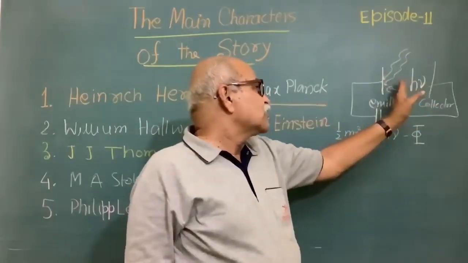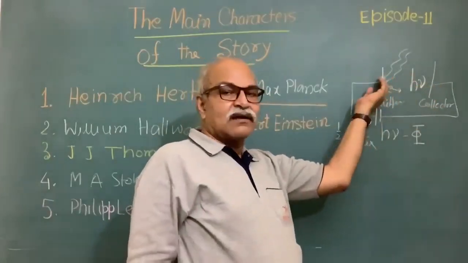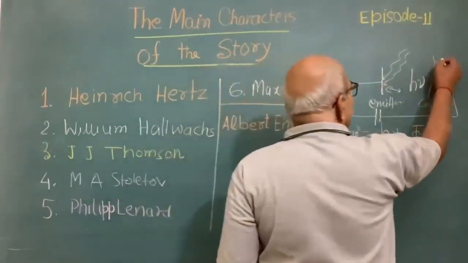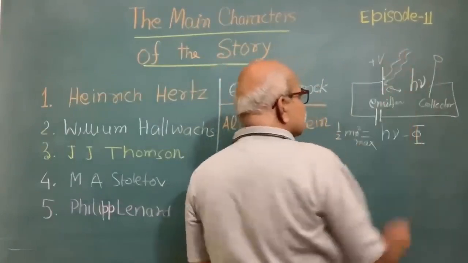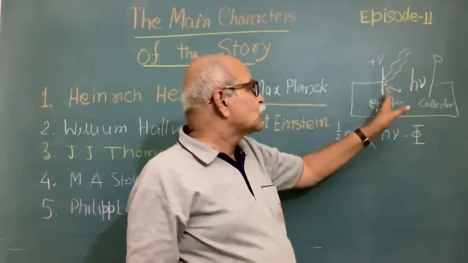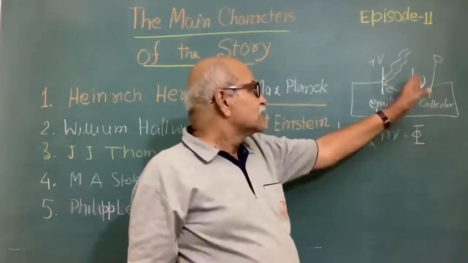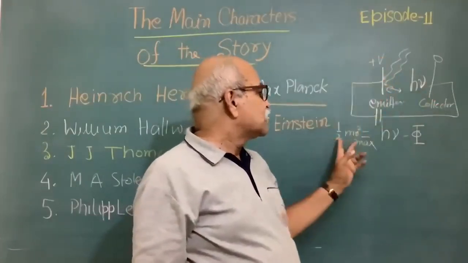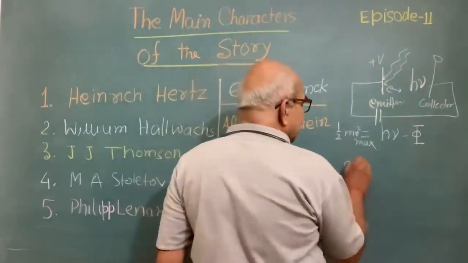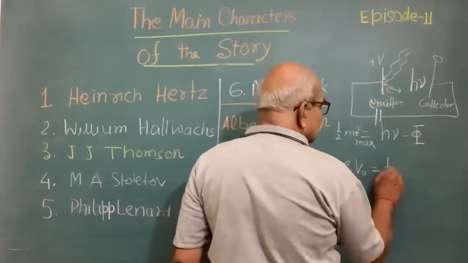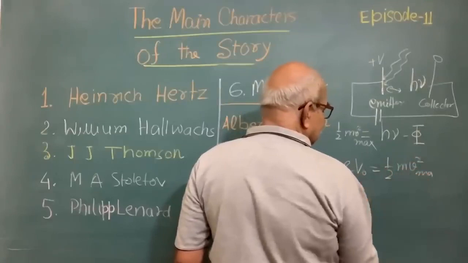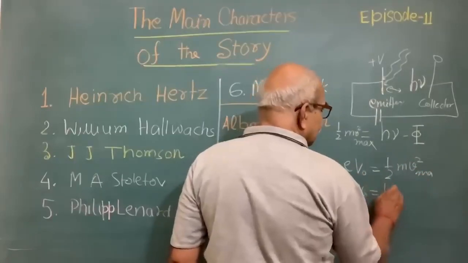So whatever is trying to come out will be retarded. And the minimum voltage, if this is at 0 volt and this is at plus V volt, then the minimum value of this needed to stop all these electrons is the same as what stops the maximum kinetic energy electron. Therefore you have that e times V naught equals half m v squared max, and therefore e times V naught is h nu minus phi.